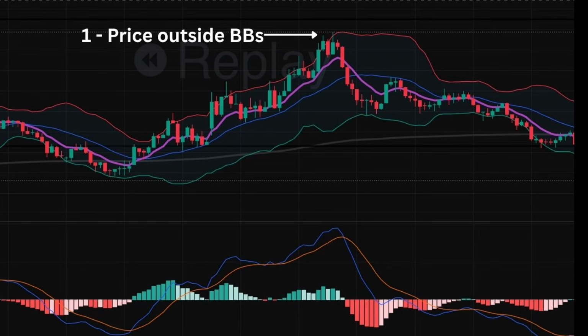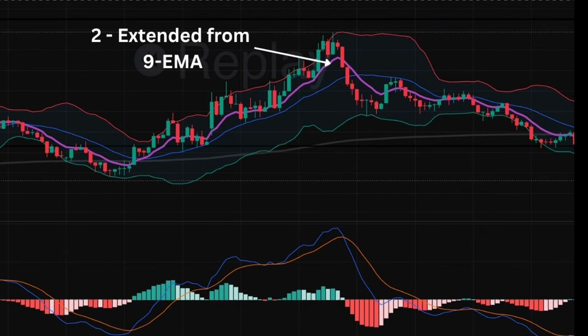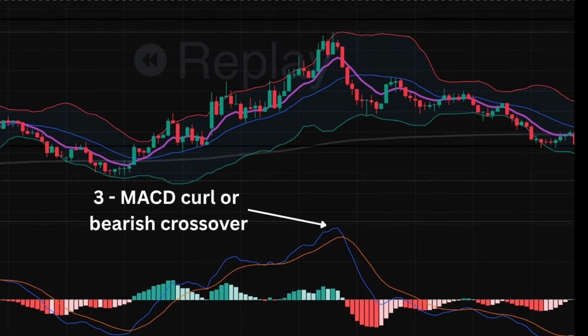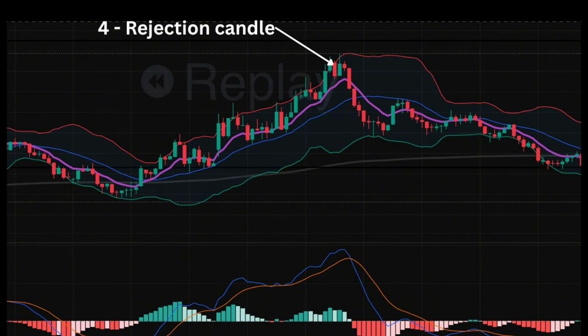So I just want to quickly recap what we've already covered. These are the 4 signals I use to spot a reversal. Number 1, price outside the Bollinger Bands. Number 2, price is extended very far away from the 9 EMA. Number 3, a MACD curl, up or down. And number 4, a rejection candle on high volume.